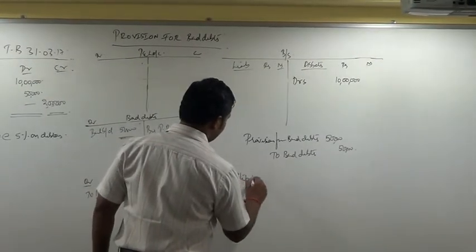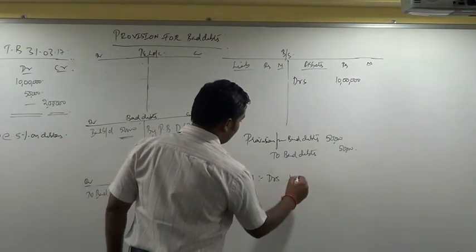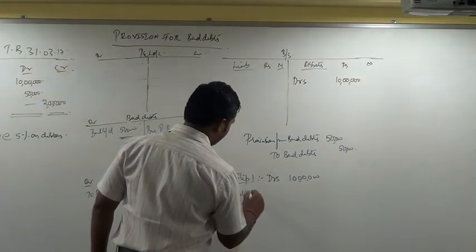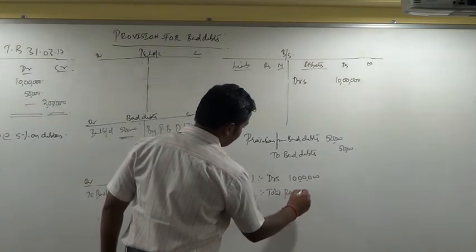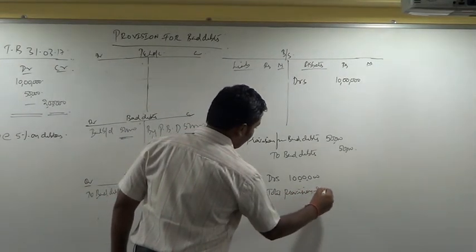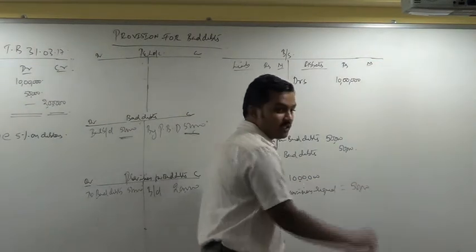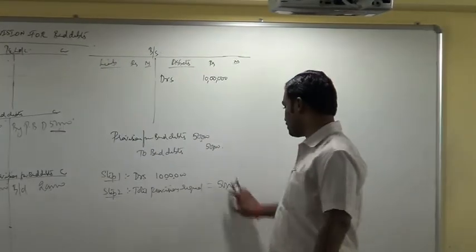Step 1. What is step 1? Debtors balance. How much is the debtors balance? 10 lakh. Step 2. Total provision required. It is 50,000 only. How is it 50,000? 10 lakh into 5%. It is 50,000 rupees.